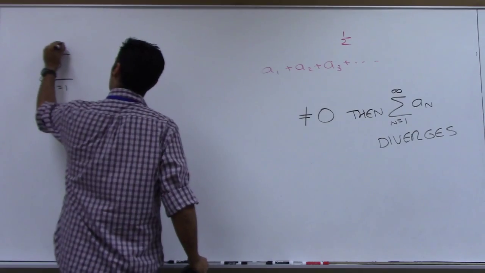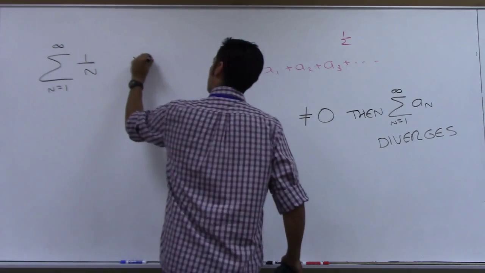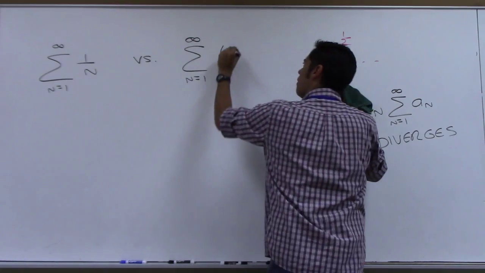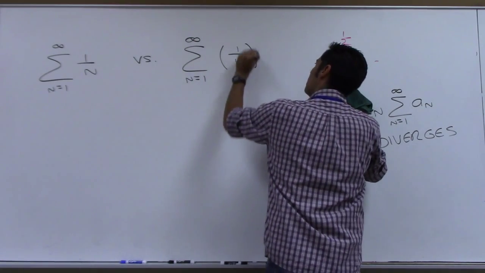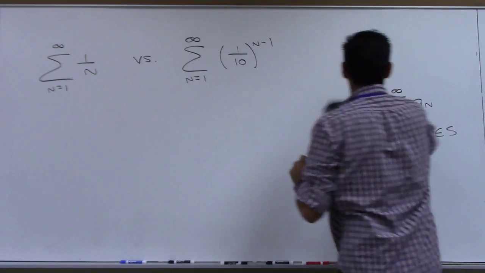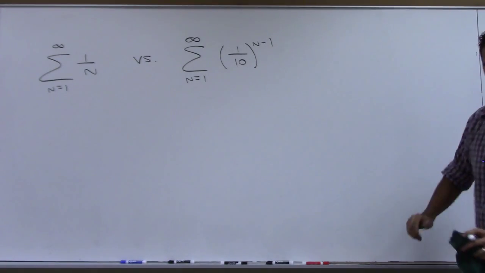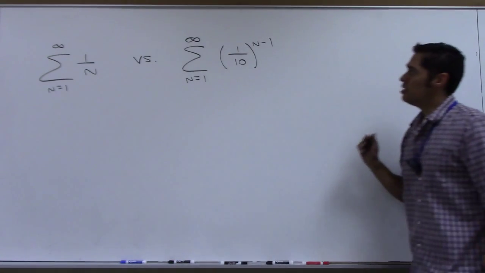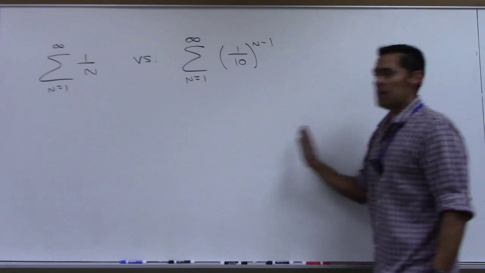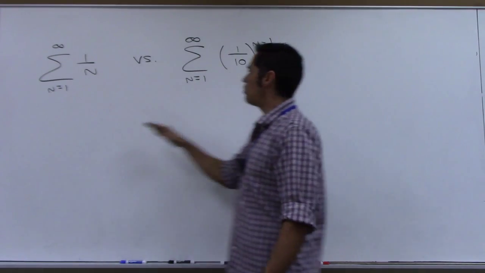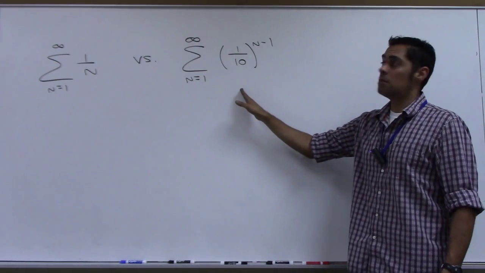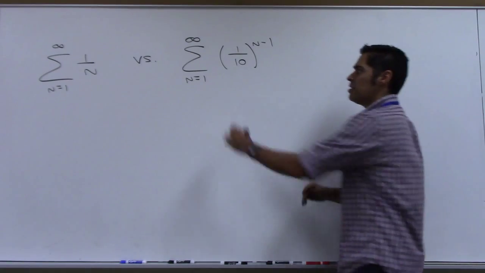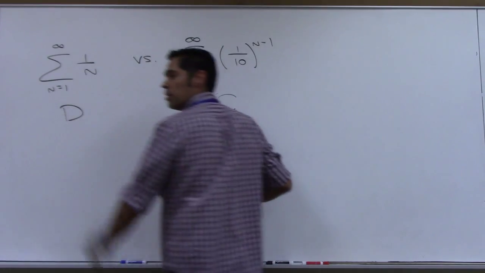n equals 1 to infinity of 1 over n, versus n equals 1 to infinity of (1/10) to the n minus 1. The one on the left is what type of series? Harmonic. The one on the right? Geometric. We know what happens here, don't we? This does what? Diverges. This one converges because r is what? 1/10. So this is convergent. This is divergent. Everyone agree?